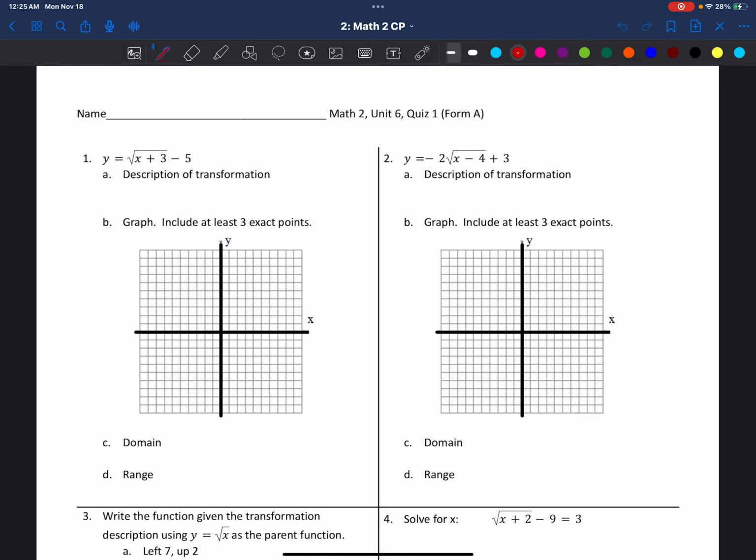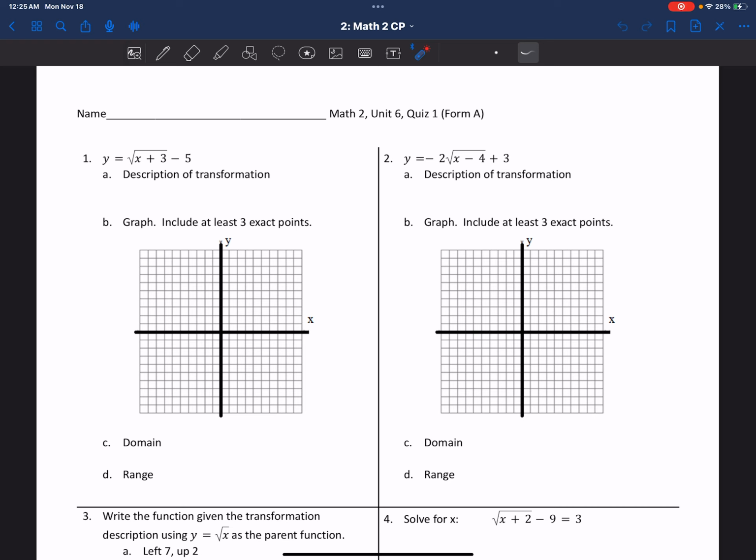Right, hey everyone, I'm here to just give you a little heads up about your assignment for today. It is Math 2 Unit 6 Quiz Form A. This is not a quiz, this is practice, but you will have a quiz and you need to make sure you understand how to do all of these because you will not be able to work with others. You just have to understand these topics.